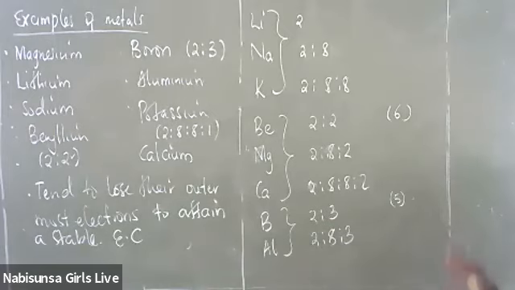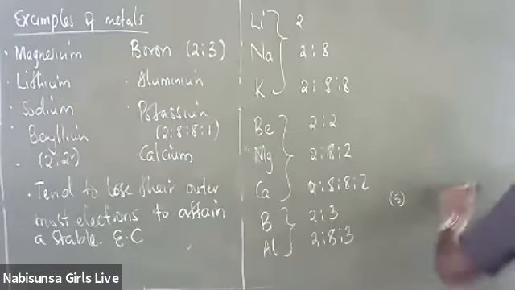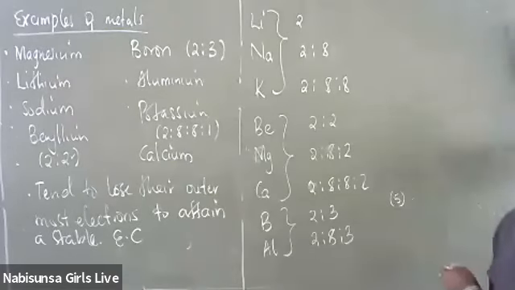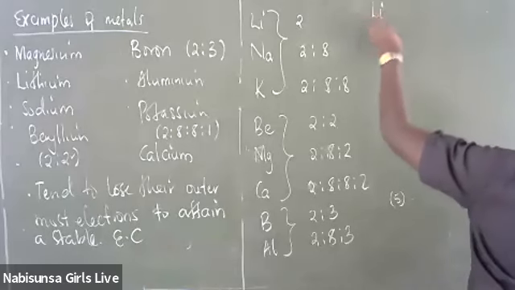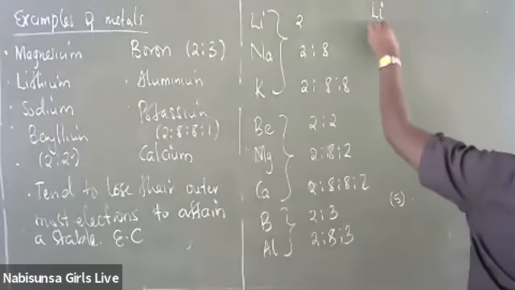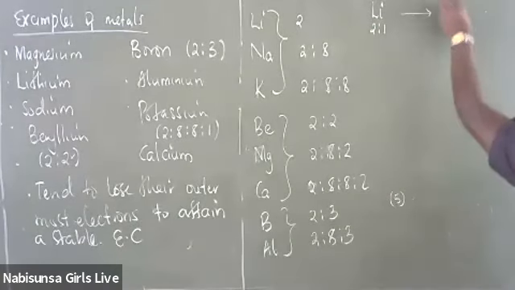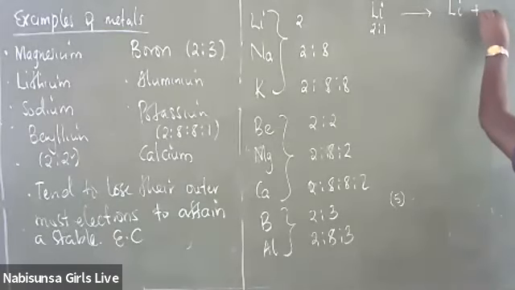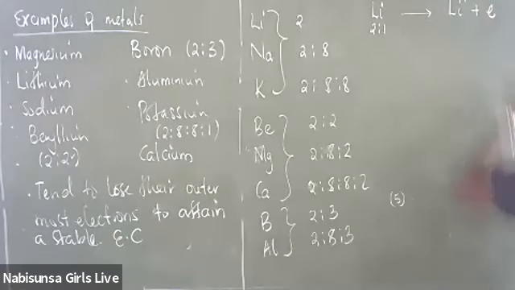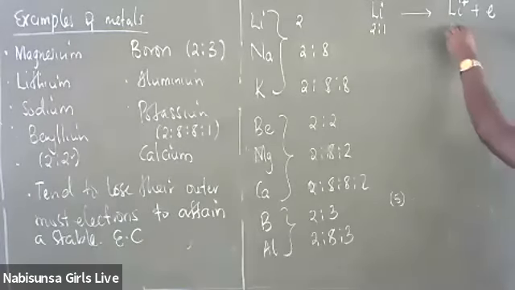How? Let me see. Look at this. Lithium was initially having 2 to 1, like that. But when it loses that electron, it's going to have a positive charge. Have you ever heard of that? It has lost this electron, so it's going to be left with a 2.